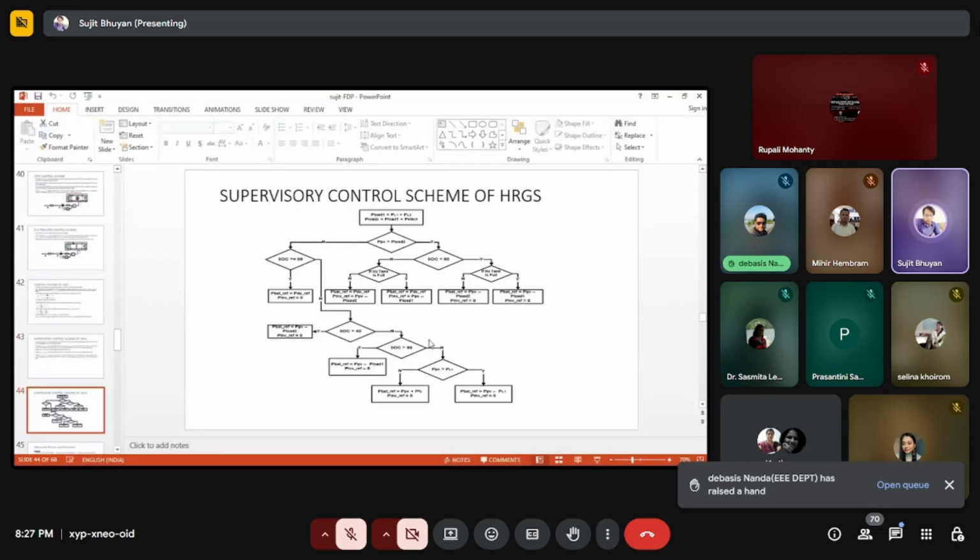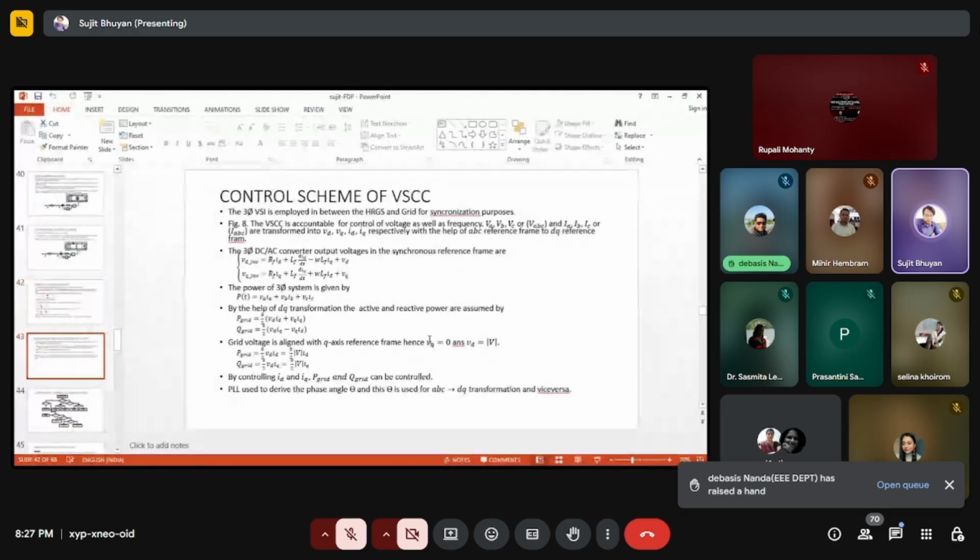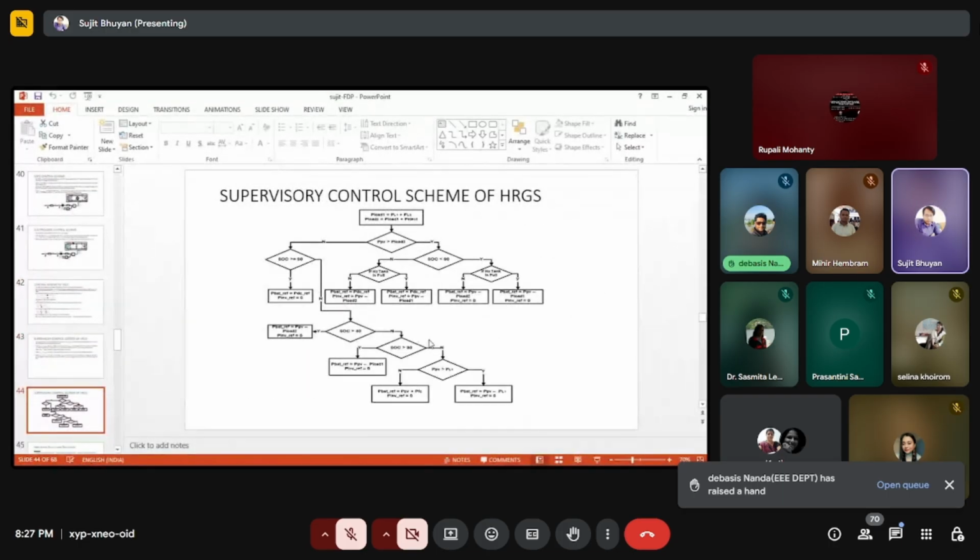Okay, this is another control schema I have used. I think I have not added that figure. Then here, this is the supervisor control strategy. Previously, I gave you one model that consists of PV, battery, and auxiliary unit. Here I have used another model: PV, battery, and fuel cell. So I used one supervisor control schema, and this is another supervisor control strategy.